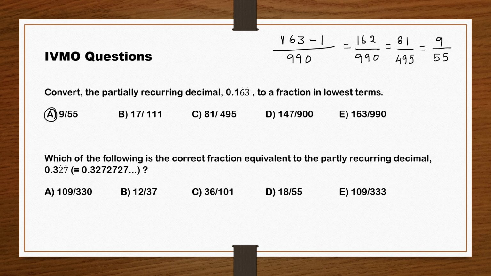Another question, 0.327 recurring to a fraction. Non-recurring part and recurring part. Take away the non-recurring part. Two digits are recurring, so 99, and one digit is non-recurring, so put a 0. It becomes 324 over 990. On further simplification, we get 36 over 110. 2 is also a common factor. It becomes 18 over 55. D is the correct option. In a few steps, we can easily arrive at the answers.